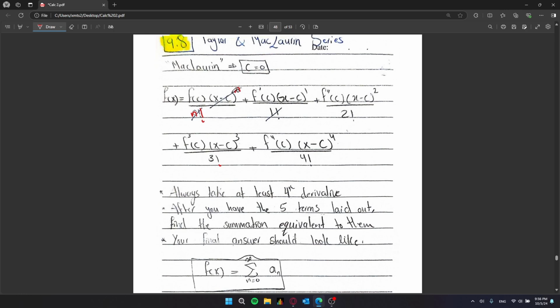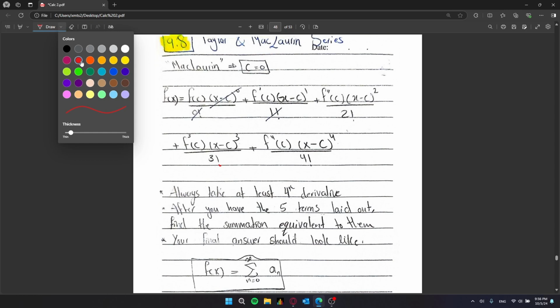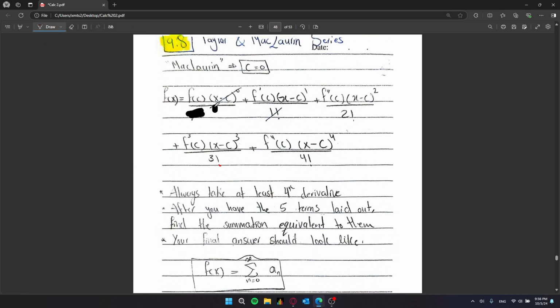So since n starts from 0, 0 to the power of 0 is 1, and 0 factorial is 1 as well, so they're not included. The function can also be rewritten as this, because this is how the professor is going to write it, but the professor writes it in a way that it's harder to see. It's hard to see the pattern in it.